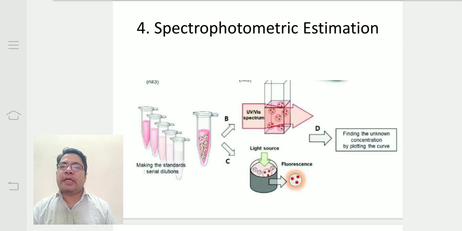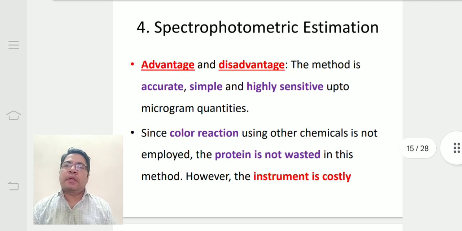In this diagram, we can see that UV light is passed through protein solution, and then the light is used to measure the unknown protein solution. Advantage of this estimation is that it is simple, accurate, and highly sensitive up to microgram quantities. Since color development using other chemicals is not employed, the protein is not wasted in this method. However, the instrument is costly.